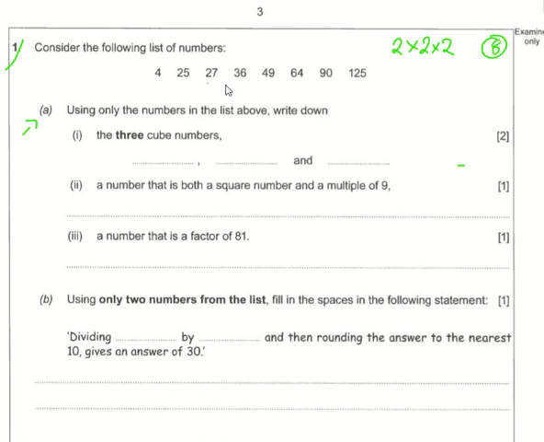8's not in my list, so I don't need that. Let me try the next number up. 3. 3 times 3 is 9, times 3 is 27. 27 is a cube number and it appears in my list, so that's my first number. Try the number 4. 4 times 4 is 16, times 4 is 64. So 64 is the cube number and that appears in my list.